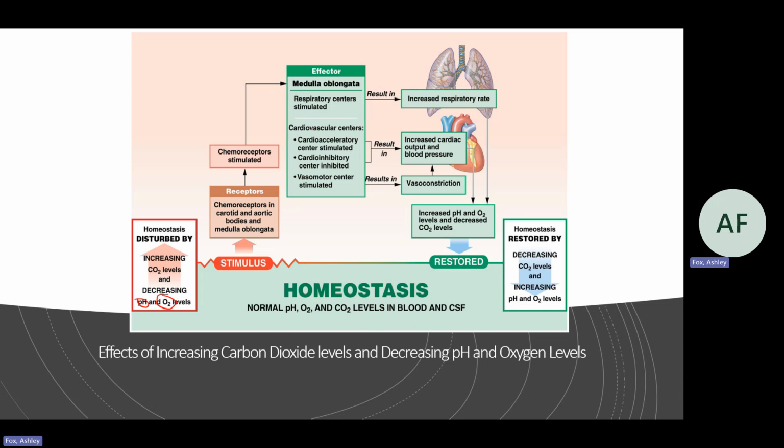When we get to the respiratory center, you're going to increase heart rate by cardioacceleratory centers. You're going to stimulate the vasomotor center, so you're going to vasoconstrict. So you're going to increase your respiratory rate, but we're not focusing on that as much yet. Increase cardiac output, increase blood pressure by just increasing the cardiac output, and vasoconstriction as well. So you're going to increase your pH, increase your oxygen delivery, and then you're going to decrease your carbon dioxide.